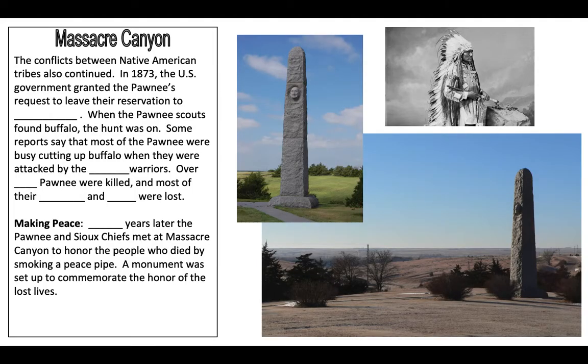So part of the Indian Wars was Massacre Canyon. The conflicts between Native American tribes also continued. In 1873, the U.S. government granted the Pawnees' request to leave their reservation to hunt buffalo. But when the Pawnee scouts found buffalo, the hunt was on. Some reports say that most of the Pawnee were busy cutting up buffalo when they were attacked by the Sioux warriors. Over 70 Pawnee were killed, and most of their horses and dogs were lost.